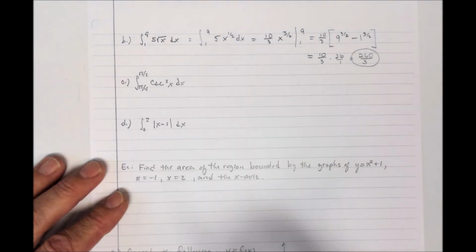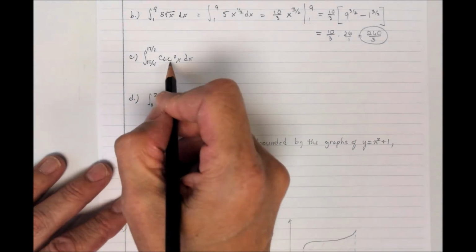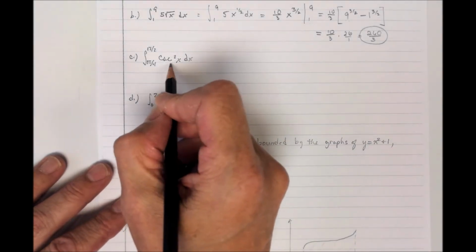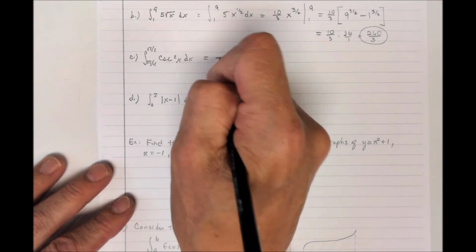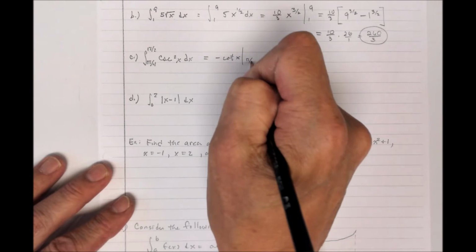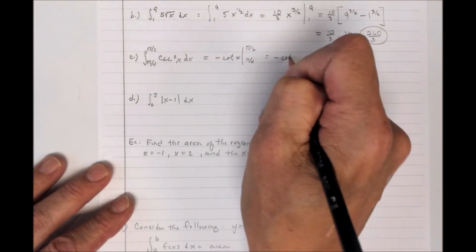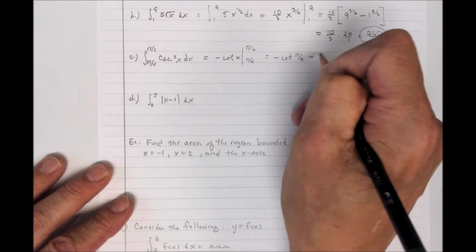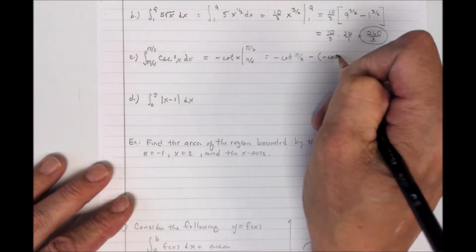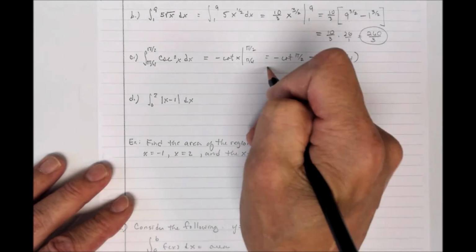Up here, one involving trigonometry, if I integrate cosecant squared x dx, which is one of our formulas that we have, this is negative cotangent x, and we're evaluating this from pi over 4 to pi over 2. So this is negative cotangent of pi over 2 minus negative cotangent of pi over 4. Again, careful with your signs. Lots of silly mistakes can be made here.